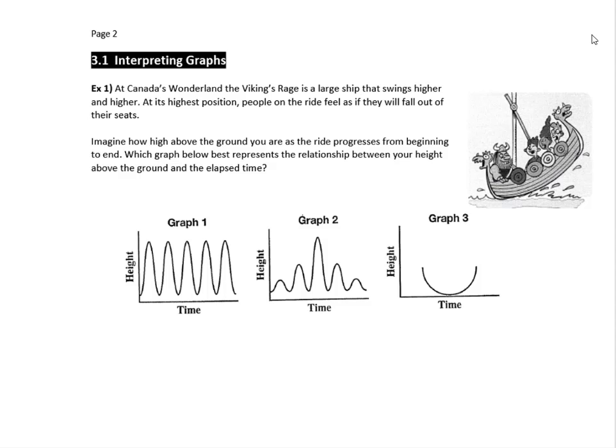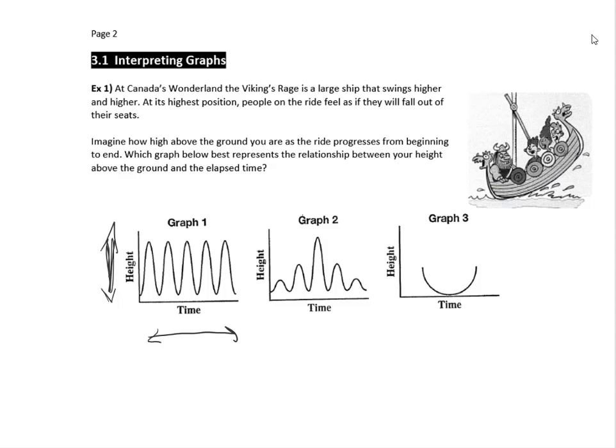So on our y-axis here, we have our height, and on our x-axis, we have time. So which one of these graphs, 1, 2, or 3, do you think represents the height over time? And I'll let you answer a quick poll question on that.